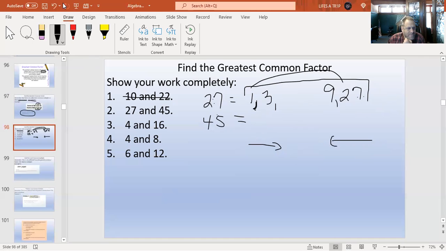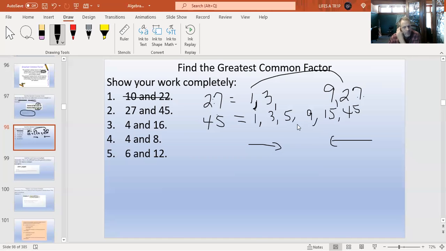All right, so let's look at 45. 1 and 45. Okay, what about 2? Can 2 go into 45? No, the divisibility rule. How about 3? 3 and 15. Okay, 3 and 15. What about 4? Nope, not 4. What about 5 and 9? Okay. What about 6? Nope.